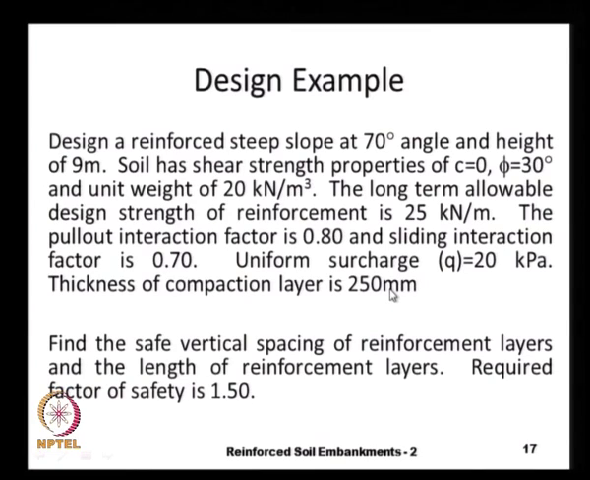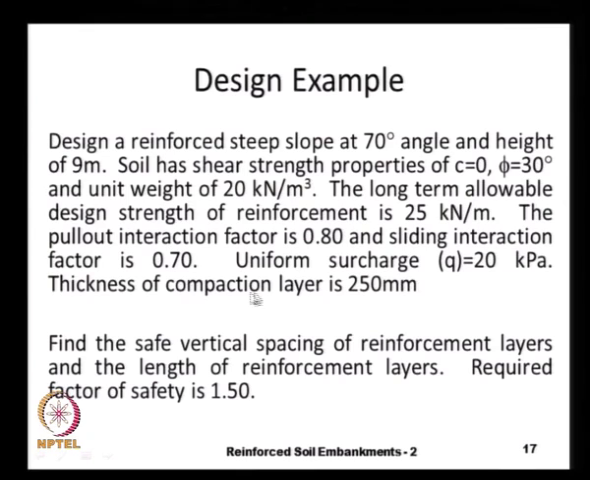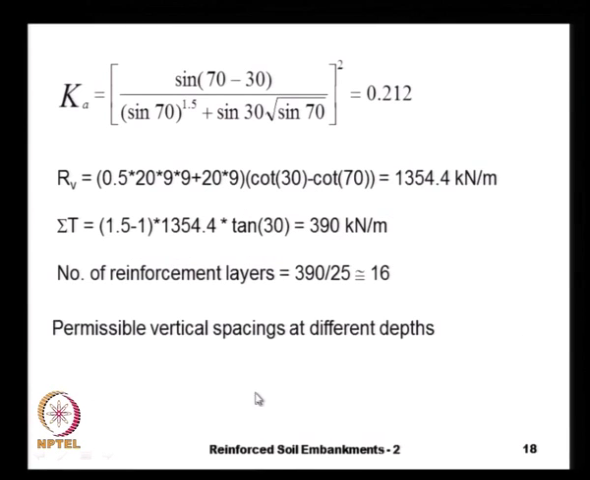And as we have seen with the design of reinforced soil retaining walls, the vertical spacing between the reinforcement layers should be in multiples of the thickness of this compaction layer, and we are required to find the safe vertical spacing of the reinforcement layers and the length of reinforcement layers, and our required factor of safety is 1.5. So, now let us go back to our equations.